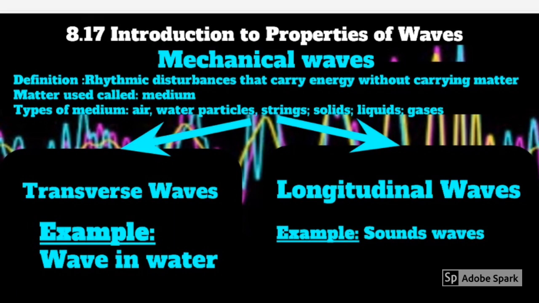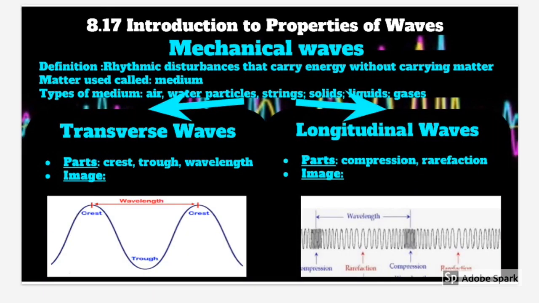An example of a transverse wave is a wave in water. An example of longitudinal waves would be sound waves. If you look at the picture of the transverse wave, there are two main parts: the crest, which is the top of the wave, and the trough, which is at the bottom of the wave. The distance between crest to crest or trough to trough is the wavelength.